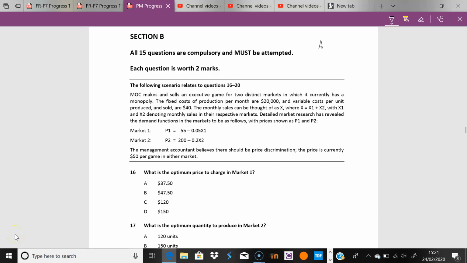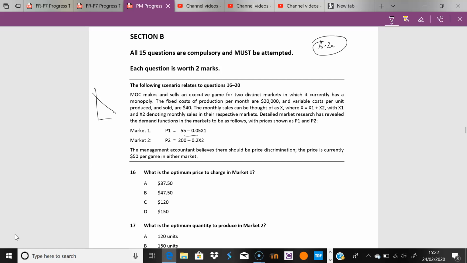Okay, let's get 16 to 20 done. So what we have here is working through demand curves and looking at optimal price and optimal quantity. The first thing you need to remember is that typically when you're given a price equation, you'll know that this is always negative because the demand curve is downward sloping.